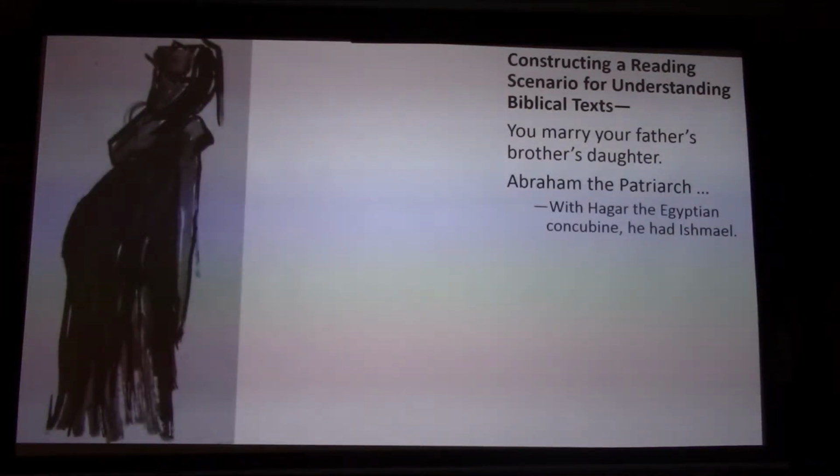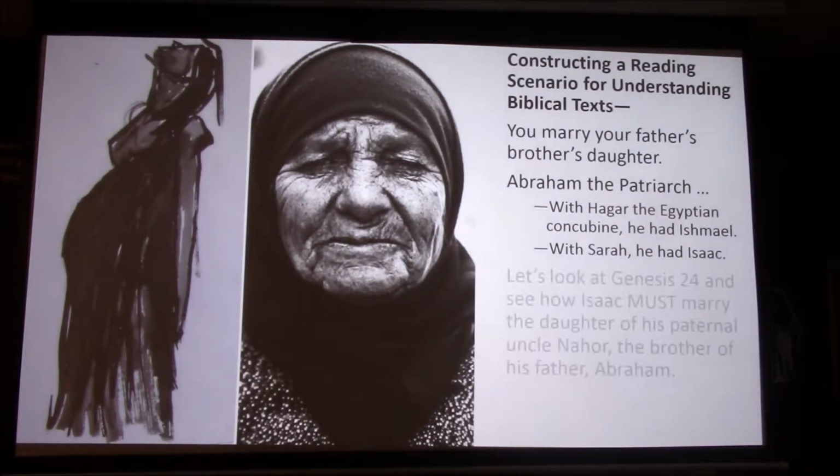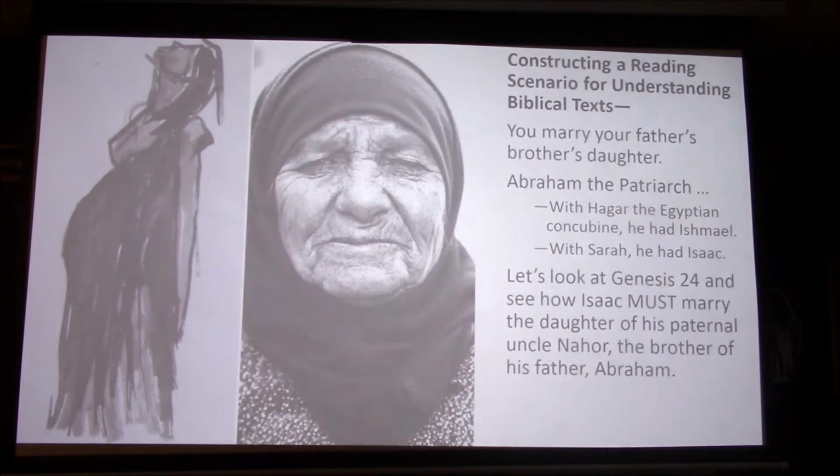Abraham the patriarch is known to have two women in his protection, Hagar and Sarah. With Hagar, the Egyptian concubine that he owns, he has Ishmael, the son. With Sarah, he has Isaac. So let's look at Genesis chapter 24 and see how Isaac must marry the daughter of his paternal uncle Nahor, the brother of his father Abraham.